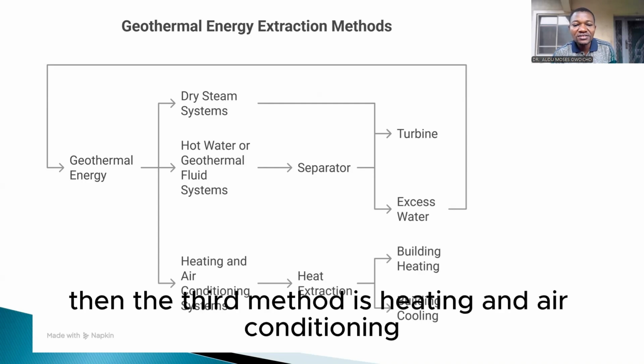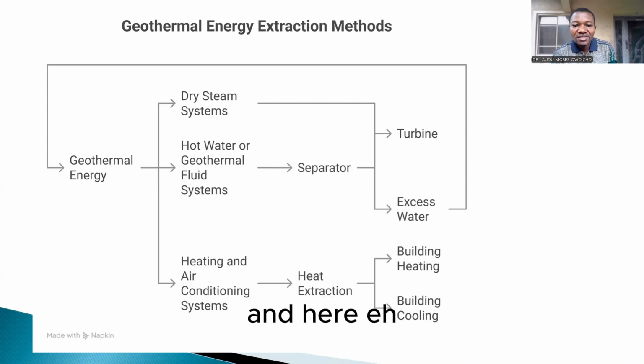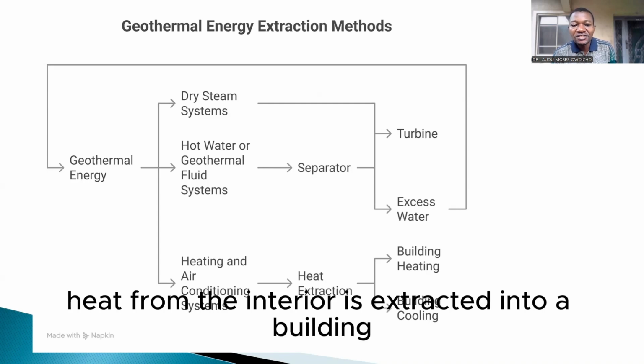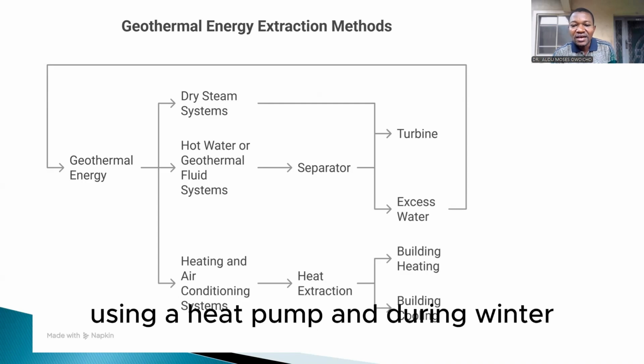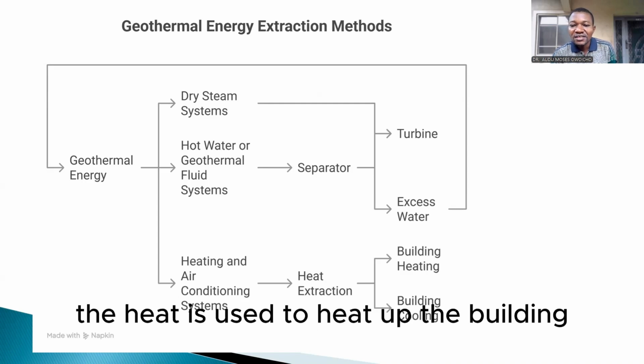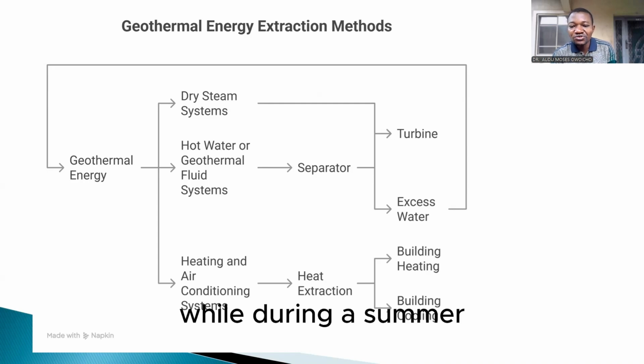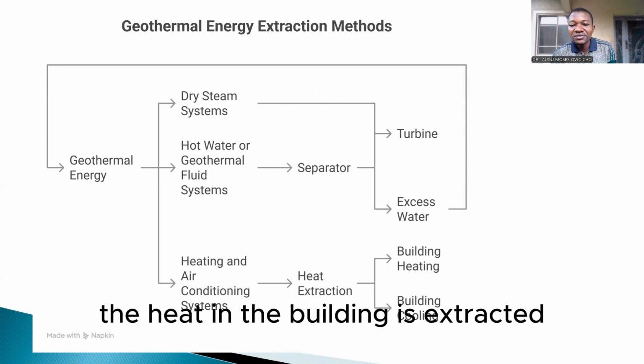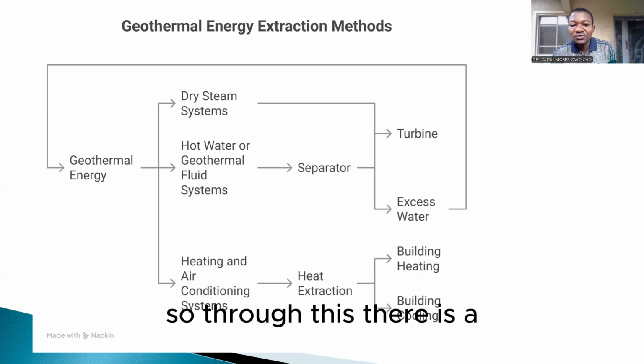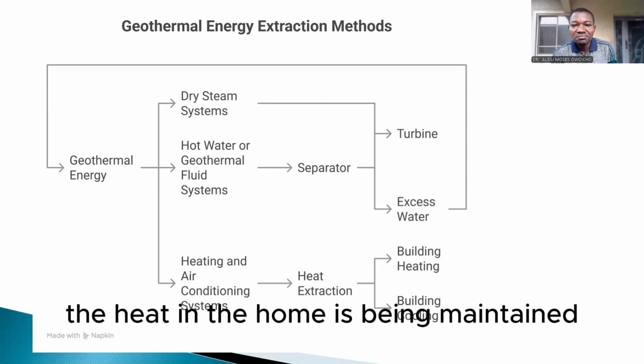Then the third method is heating and air conditioning. Here, heat from the interior is extracted into a building using a heat pump. During winter, the heat is used to heat up the building, while during summer, the heat in the building is extracted. So through this, the heat in the home is being maintained.